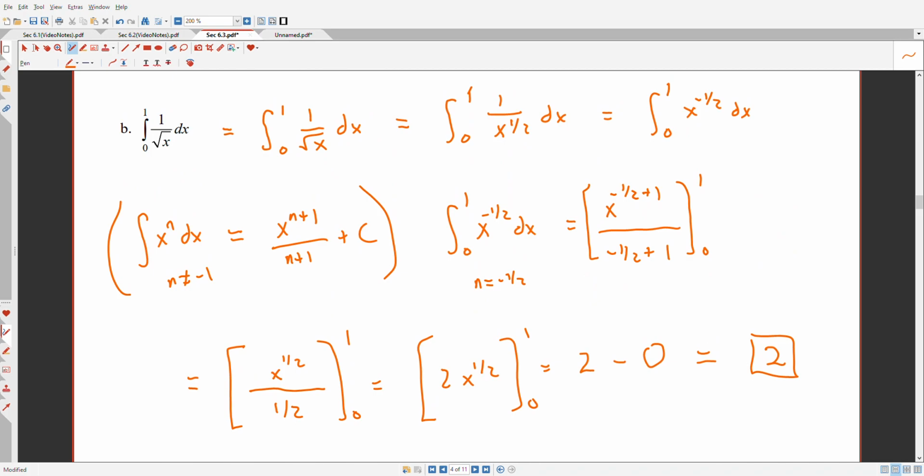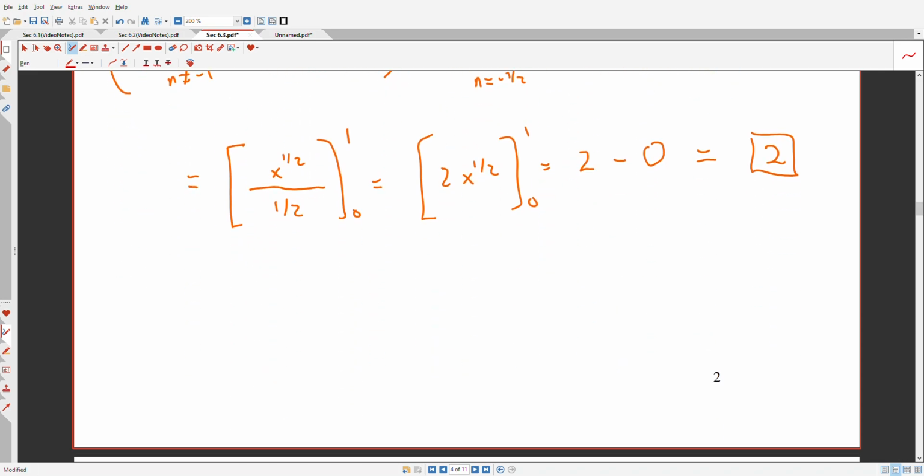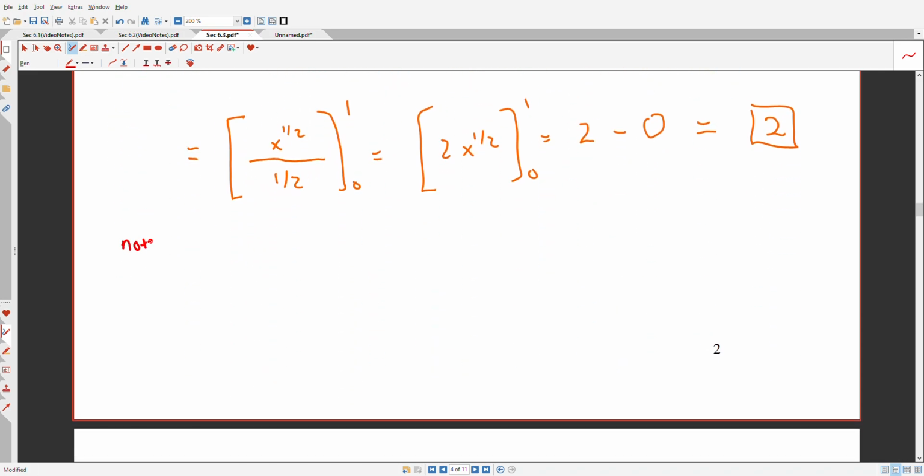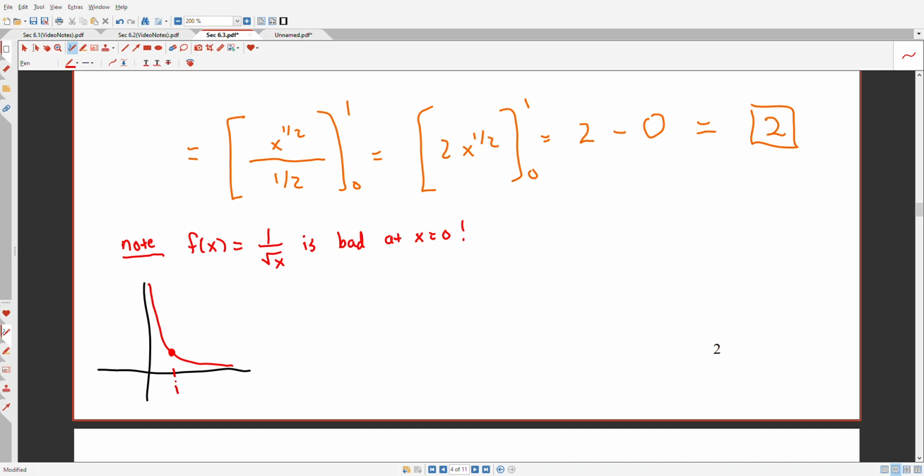I want to make a note about this example, about maybe thinking visually about this one. This one is actually kind of interesting. I'll put a little star. So note, the integrand for this example, little f of x, which was 1 over square root of x, is bad. It's not even defined at x equals 0. It's got a weird vertical asymptote there. And yet, we were able to compute its definite integral from 0 to 1 just fine.